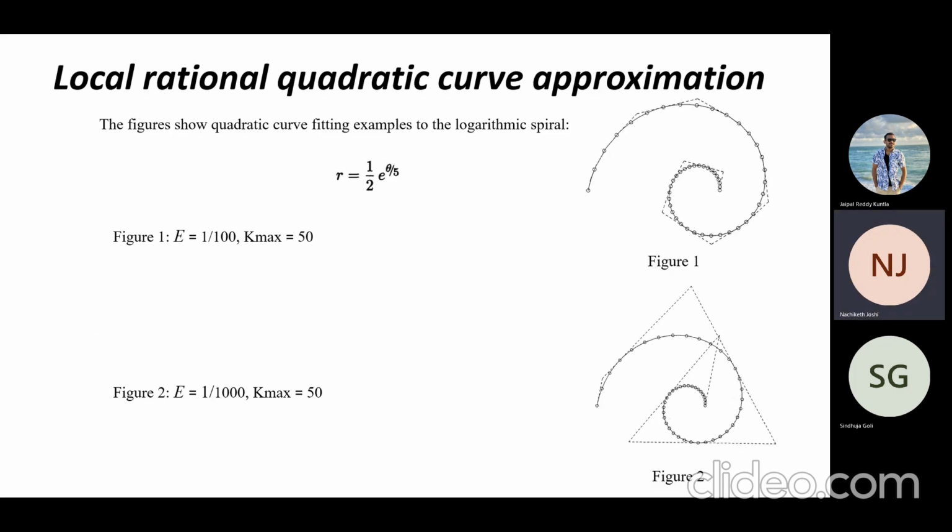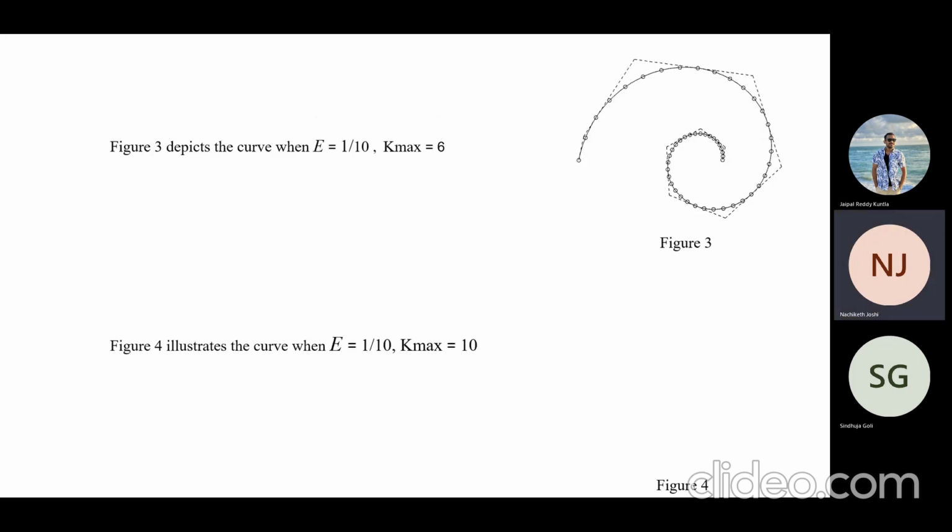Local rational quadratic curve approximation. The figures show quadratic curve fitting examples of a logarithmic spiral, R is equal to 1 by 2 e to the power theta by 5. In figure 1, we can see that E is equal to 1 by 100 and Kmax is equal to 50. In figure 2, E is 1 by 1000 and Kmax is equal to 50. Figure 3 depicts the curve when E is 1 by 10 and Kmax is equal to 6. Figure 4 illustrates the curve when E is equal to 1 by 10 and Kmax is equal to 10.